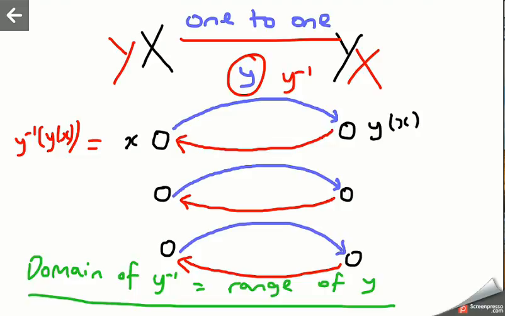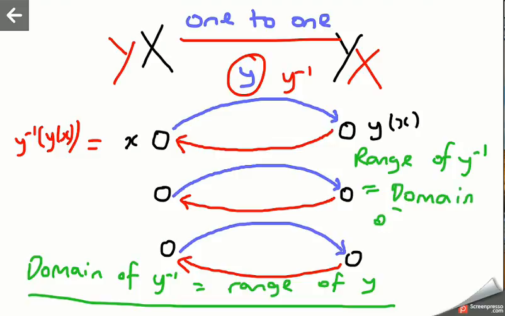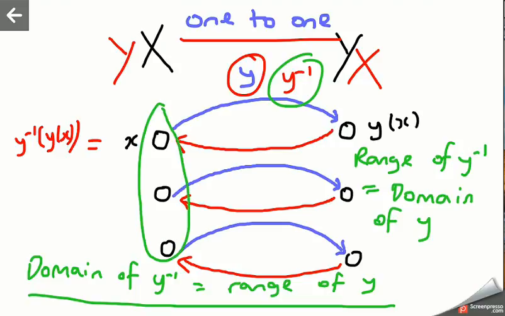And similarly, the range of y inverse equals, well, you guessed it, the domain of y. Because the things that come out of y inverse must be the things that went into y in the first place. So the domain of y inverse equals the range of y, and the range of y inverse equals the domain of y. Remember those two sentences.